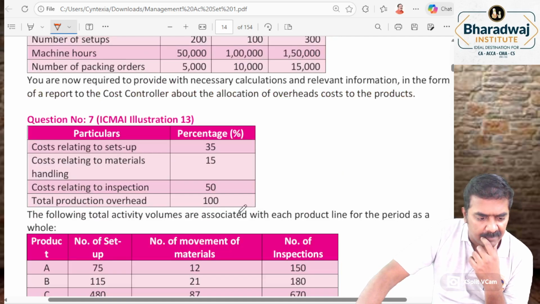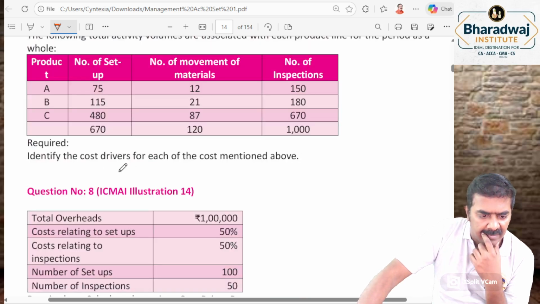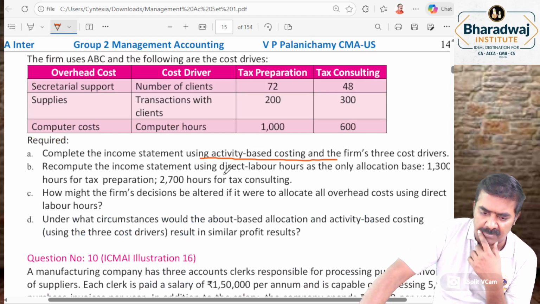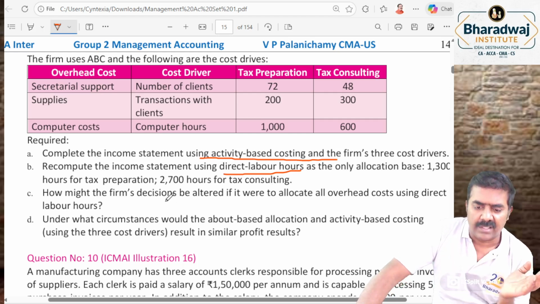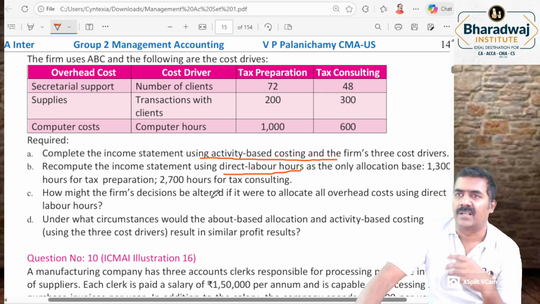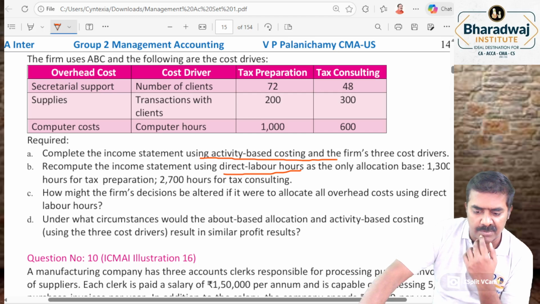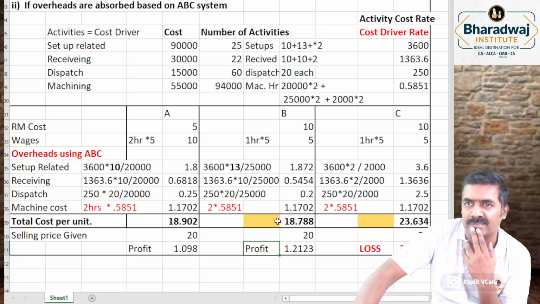Question number 6. Identify cost drivers for each mentioned above. The questions will be based on computing the cost using the activity-based costing system. Computing costing using which system? Total labor cost system. Then what is better? Which one is superior to the other? Like that, the questions are. The full chapter is based on questions like this only, which we are going to see in the next class. We'll stop with this for today.